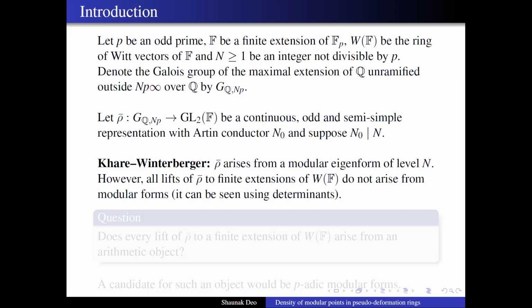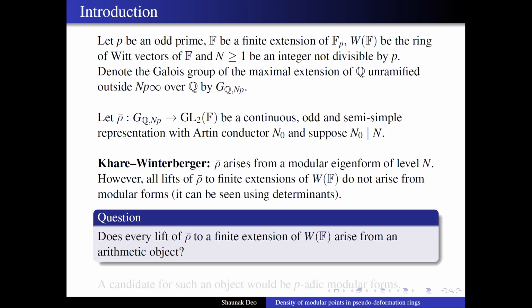So obviously not all lifts of rho bar to finite extensions of W(F) arise from modular forms. So the natural question to ask is, does every lift of rho bar to a finite extension of W(F) arise from an arithmetic object or not? We know that it does not arise from modular forms, but is there some other object which encompasses modular forms and goes further, and do all these representations arise from that?